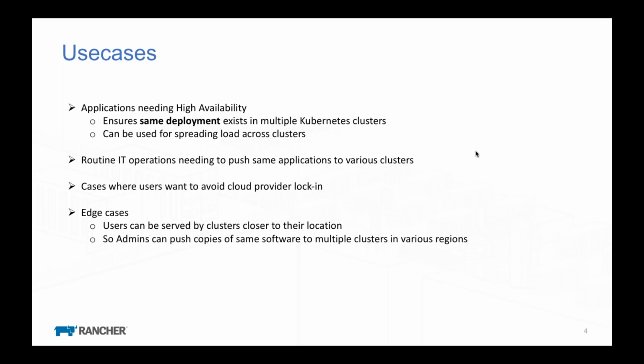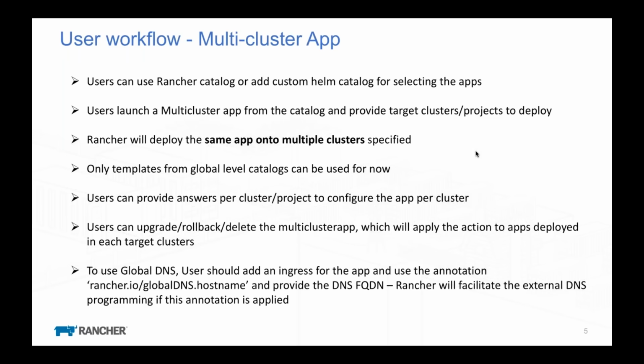Now, with these use cases, I'll move on to how the MultiCluster App and global DNS features work with the Rancher UI. Users can use the Rancher catalog or add their custom Helm catalogs for selecting the applications. MultiCluster App is a feature that is available at the global view, outside of all the clusters. So users can launch an app from the catalogs available and then choose target clusters or projects to deploy. And Rancher will make sure that the same application gets deployed to all the cluster targets that you have selected. You can also configure the application differently for each target.